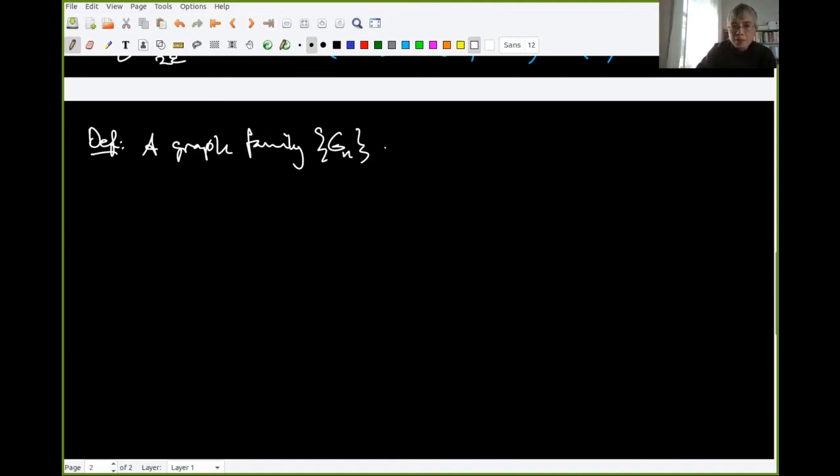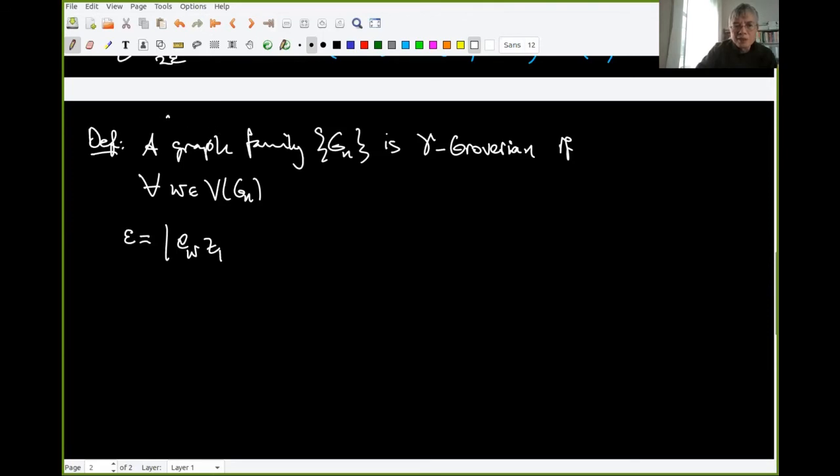So let's say a graph family is gamma. Allow me to just use this term, Grover-like or Groverian, if for all vertices in this graph, if you look at the projection, like before, I need to assume this is connected, of course, and undirected. Okay, so this is non-zero. I'd like to assume this is non-zero, so there is a non-trivial projection, and we also need to assume actually this tends to zero.